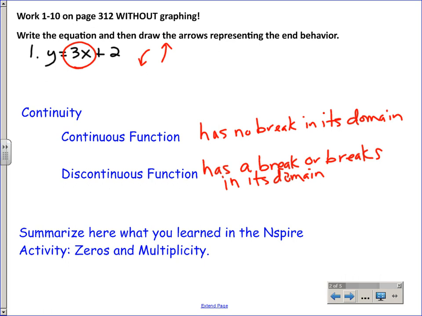So right here on your notes page, I want you to go through and just sort of summarize what you learned in the activity about zeros and multiplicity before you go on to the next part where we'll use that information. So just take time and write a little bit about what you learned on that activity, and then pause, write that down, and then start it again.